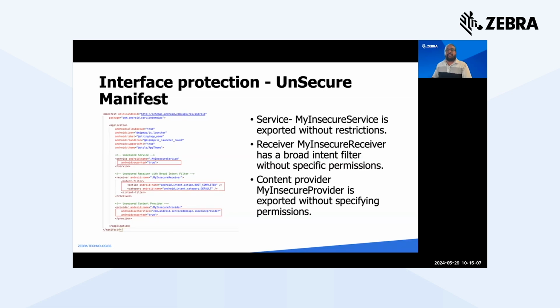If you look at My Insecure Service, it could be exploited by an attacker to steal data or perform other malicious actions. Like any service, it will expose a couple of public APIs. So without requiring additional privileges, I can bind to this service and access the APIs. And My Insecure Receiver could be another exploit by an attacker to inject malware into your application or intercept the sensitive data. And My Insecure Provider could be exploited by an attacker to steal data from your application or inject malicious data into your application.